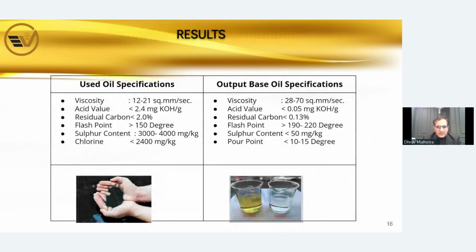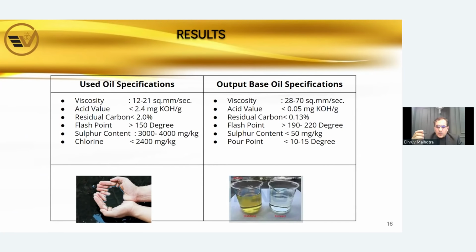The results of this were the used oil specification that we received. That blackish oil was the input, with the parameters on the left hand side. And the output base oil specification was the distilled oil, the goldenish yellow oil, which was not refined. There was no solvent treatment that happened to this oil. It was pale, light golden in color, with these specifications.